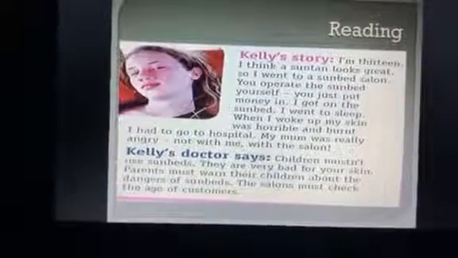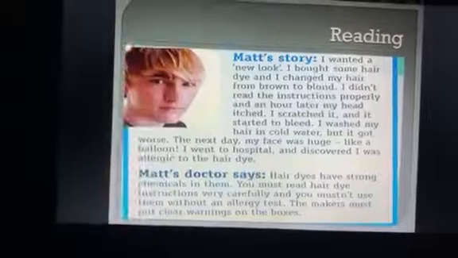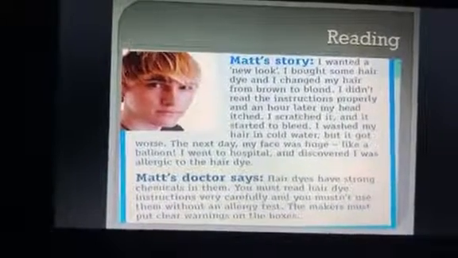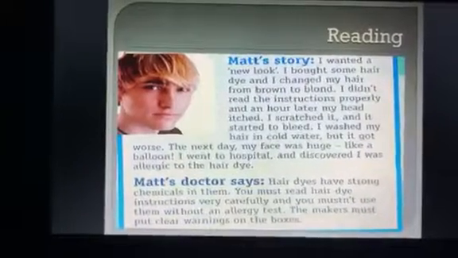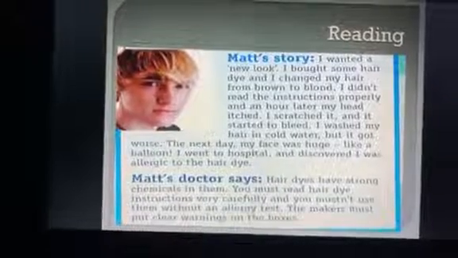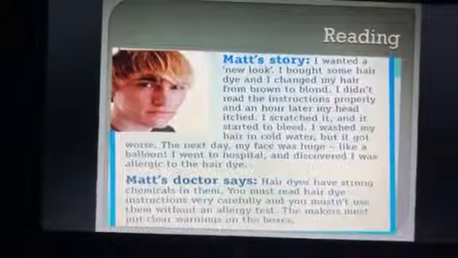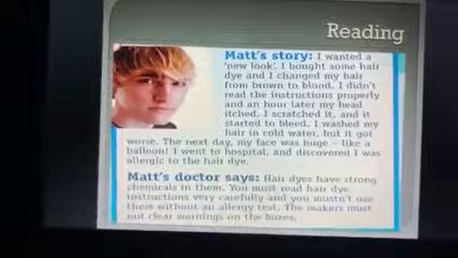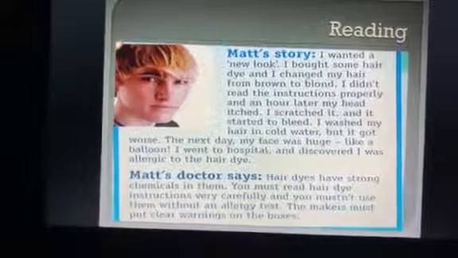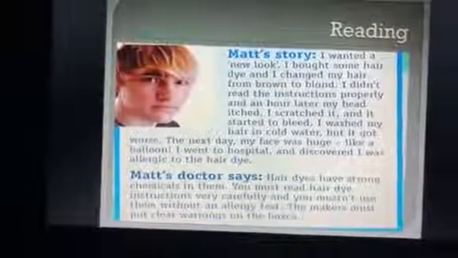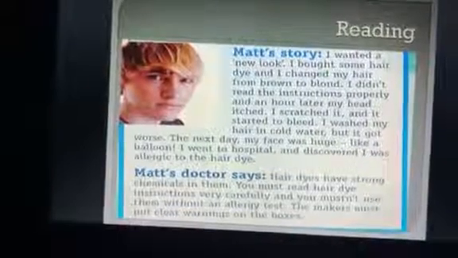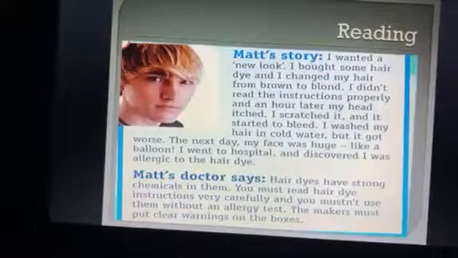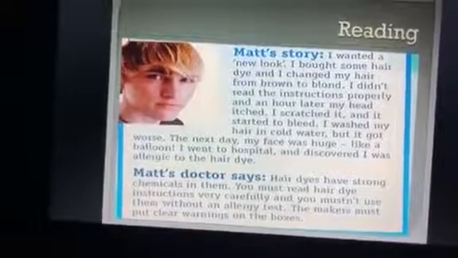Now, let's see the other part. Matt's story. I wanted a new look. I bought some hair dye and I changed my hair from brown to blonde. I didn't read the instruction properly and an hour later my head itched. I scratched it and it started to bleed. I washed my hair in cold water, but it got worse.